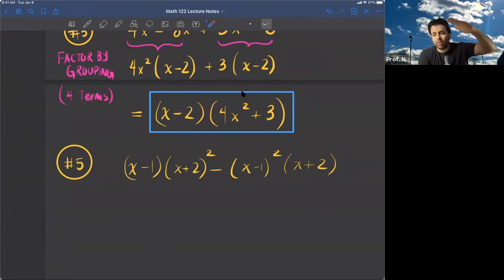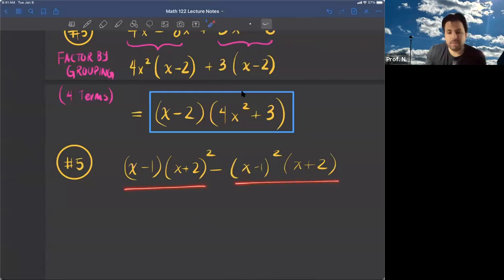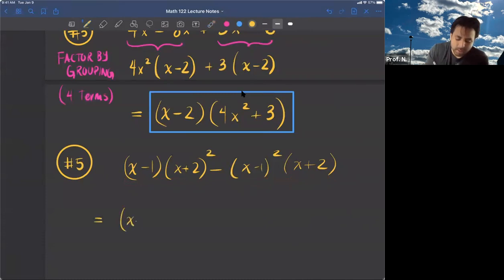It could be difference of perfect squares. It could be a trinomial. It could simply be factor by grouping. But the first kind of factorization, the simplest kind, is GCF. Now, if you notice, there's certain things about these 2 terms that are similar. They both have an x minus 1, and they both have an x plus 2. So it is very tempting to say that the GCF is x minus 1, x plus 2.